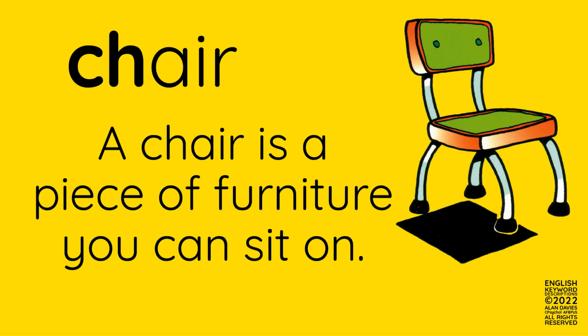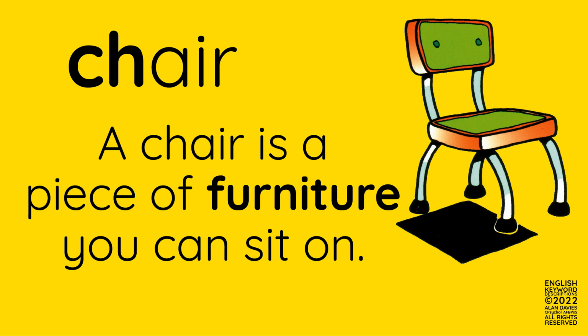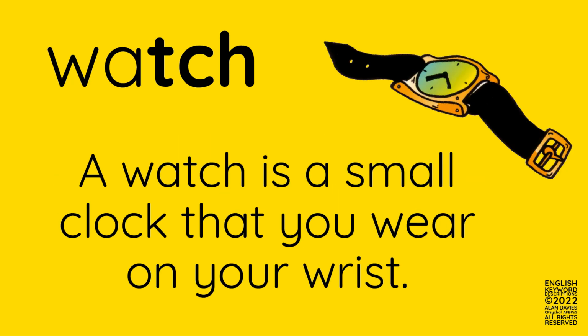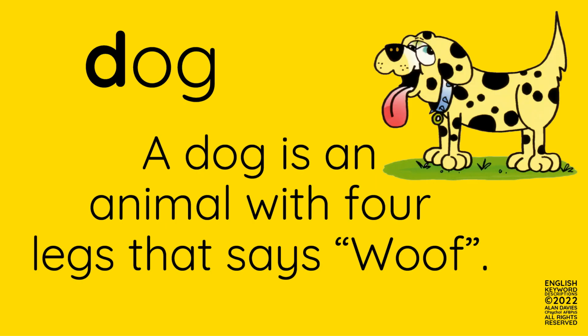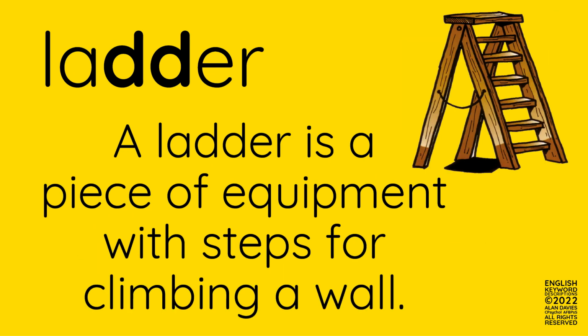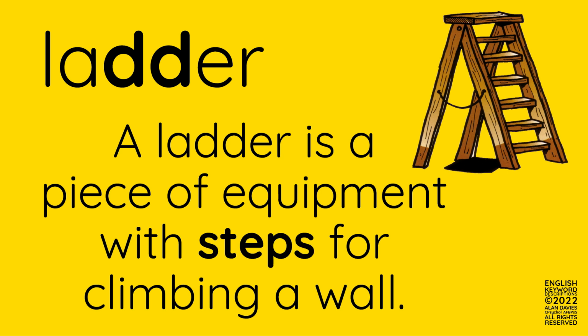Chair. A chair is a piece of furniture you can sit on. Watch. A watch is a small clock that you wear on your wrist. Dog. A dog is an animal with 4 legs that says woof. Ladder. A ladder is a piece of equipment with steps for climbing a wall.